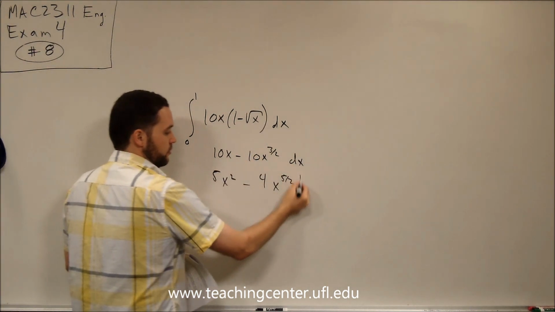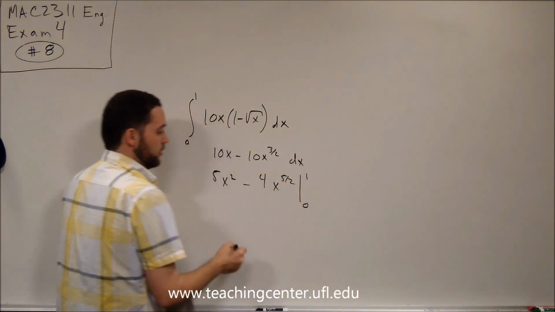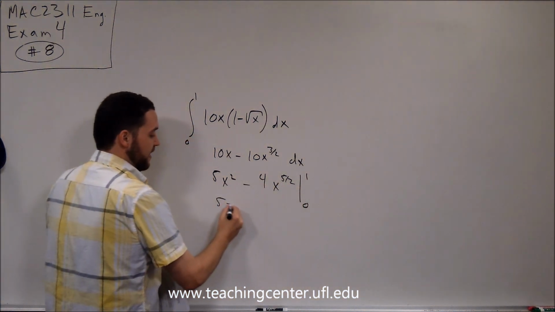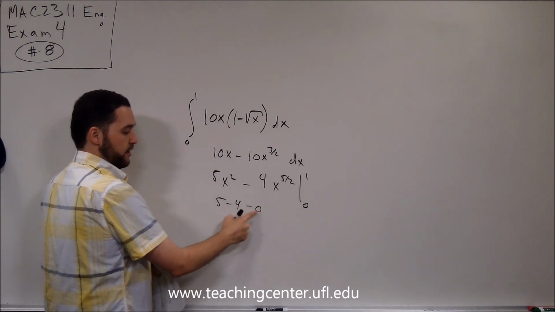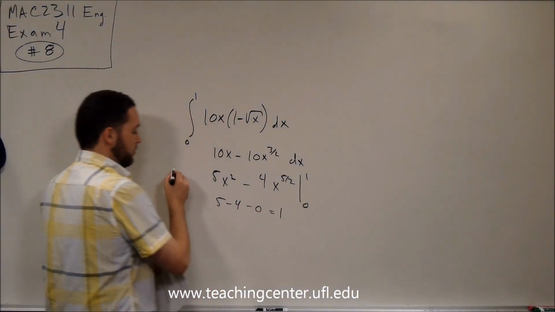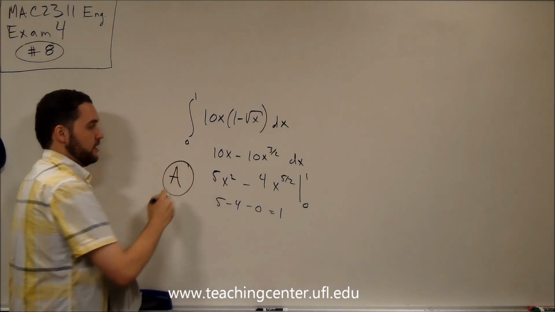And the dx goes away, so you're just evaluating from 0 to 1. When you plug 1 in, you just get 5 minus 4, and when you plug 0 in, it all just goes to 0. So 5 minus 4 minus 0 just gives you a 1. And that's going to be answer choice A. That's all there is.